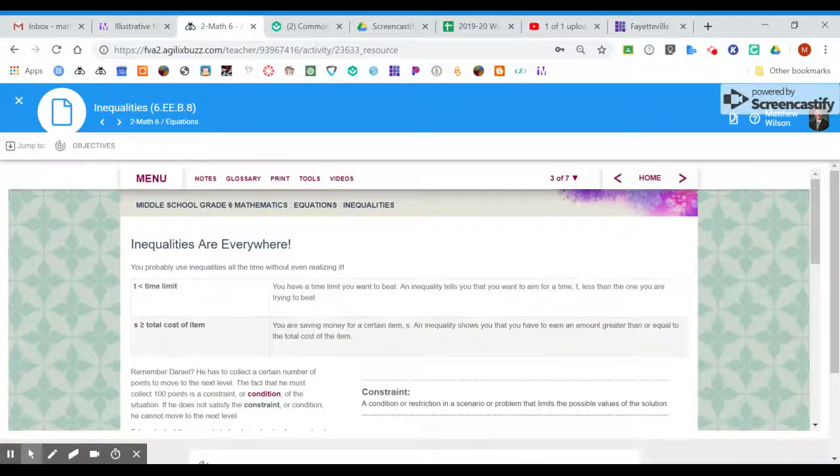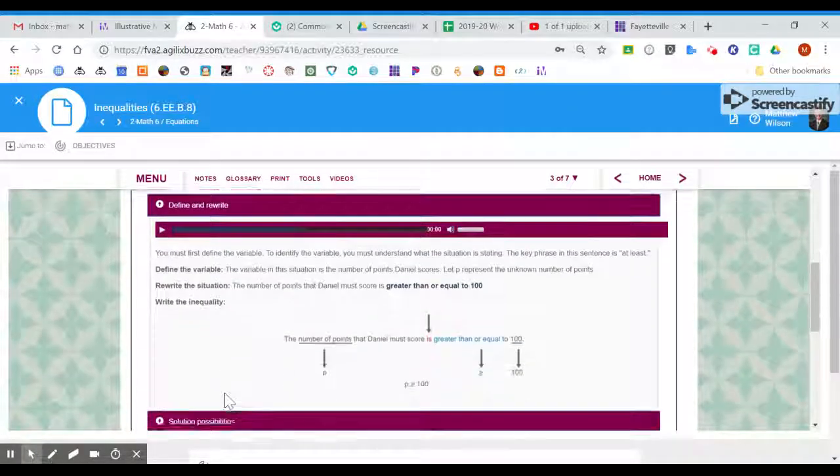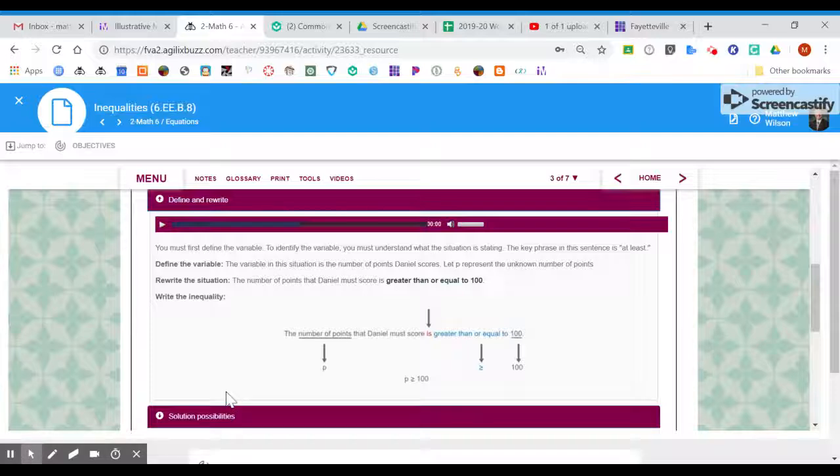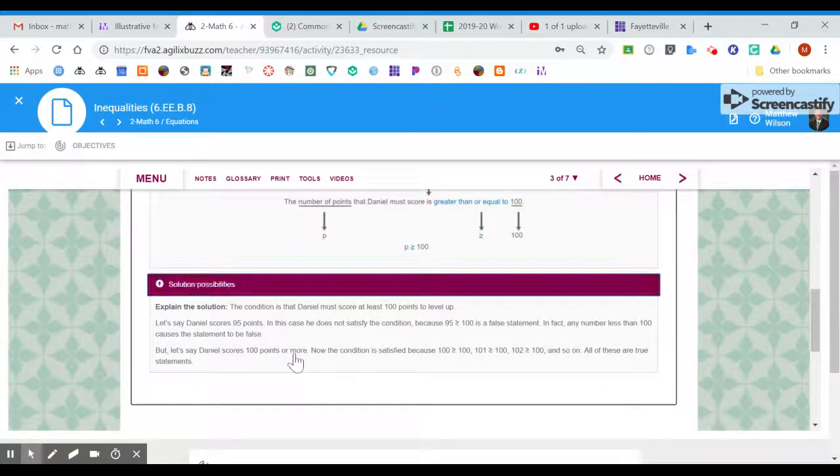I want you to be familiar with what a condition or a constraint is. If it says Daniel's goal is to score at least 100 points in his current level, you need to know that greater than or equal to 100 is the constraint. That's the condition. You're looking for how many points will put you at greater than or equal to 100. So you have a number of solutions that are greater than or equal to 100.